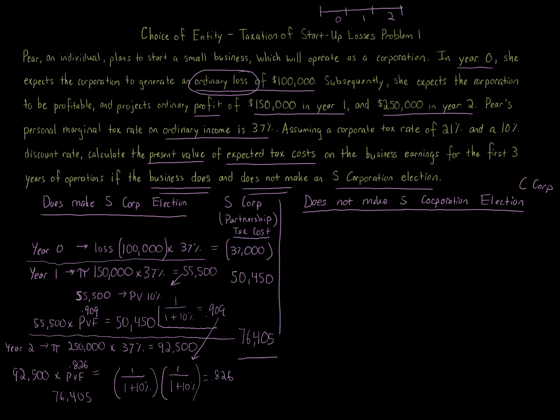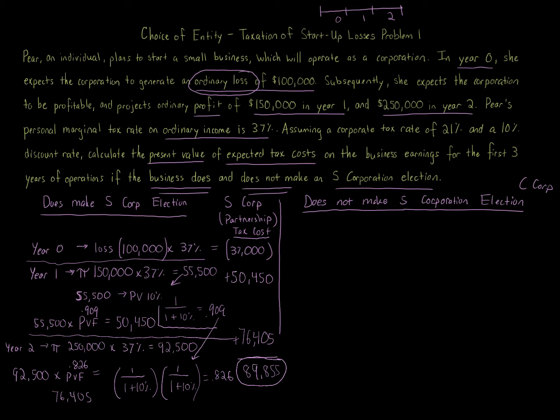When we do all 3 of these numbers, which start with a negative plus a positive plus a positive, we're going to get a total amount of $89,855 of tax costs when you do the present value. That's the present value amount. So that is if we do make the S election.